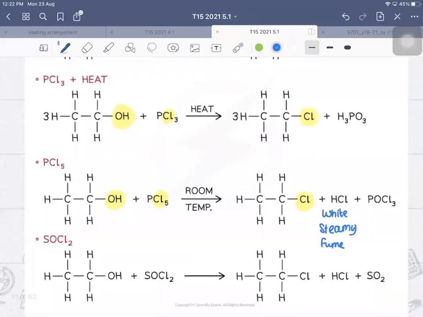So that's nice. PCl5, you don't need to heat it up. It happens at room temperature. So this is a good reaction to produce your desired halogenoalkane, right?